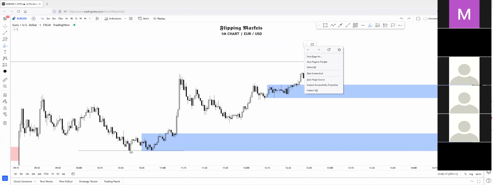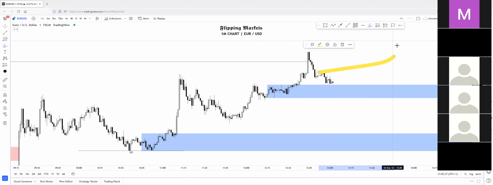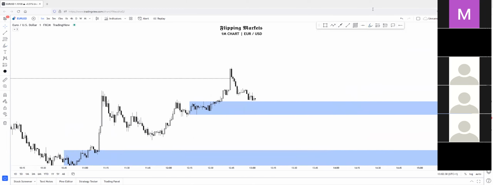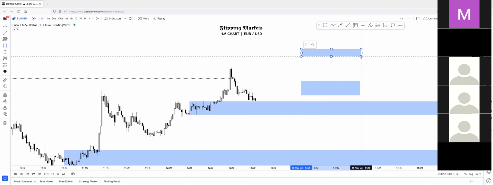What do we do if price is coming from a 5-minute unmitigated supply zone, but we are in the 15-minute demand zone? Okay, so you basically just answer your own question. There's a demand zone, there's a supply zone. You say the price is coming from an unmitigated supply zone, so at this region supply is in control, but it taps into a demand zone. So demand will be in control if it reacts on it.